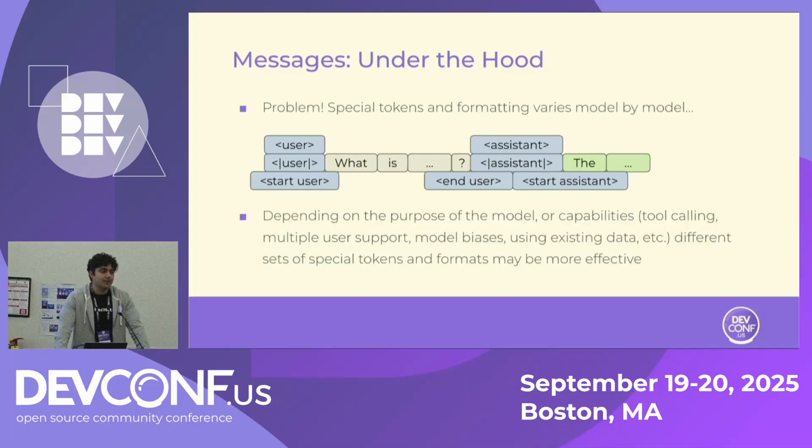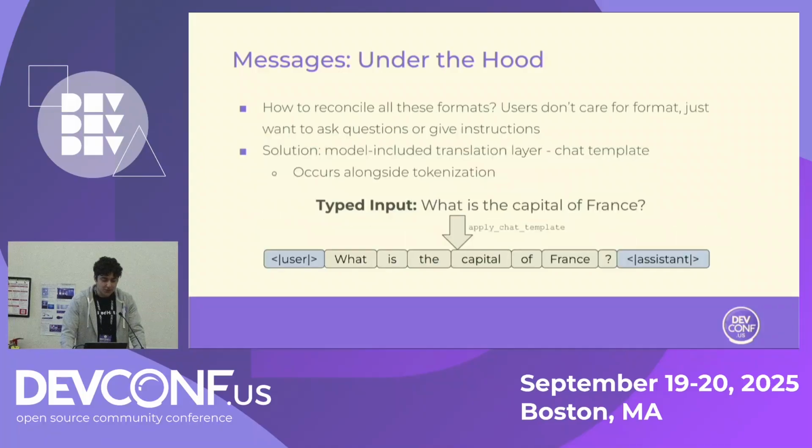How do we handle that? Because obviously as a user, you're not concerned with this. You're never typing yourself like !user and !what is, so on and so forth. Well, the solution there is to actually have a model-included translation layer, what we call a chat template. So what happens is, when we tokenize your input, we're also going to apply this model-specific chat template to translate it from your raw input into a tokenized message that follows the format with special tokens included of the model you're working with.